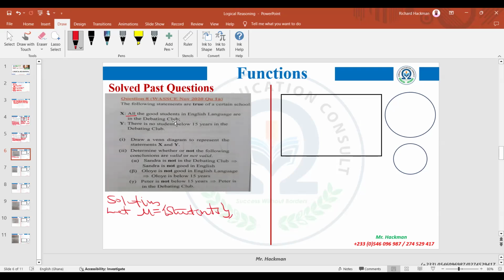We are going to look at good students in English language. We are dealing with students. So I can write E will be equal to a set of good students in English language. I didn't write student because our universal set is students, so we should know that we are talking about students. Then the next set would be what? The debating club. So D will be students in the debating club.